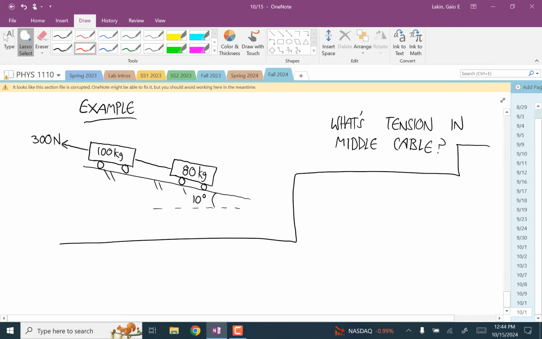We're going to use a coordinate system oriented like this. And now this is combining two things that we've done. This is a collection of bodies with the same acceleration, and it's also on an incline. So for a collection of bodies with the same acceleration, what's the first thing we isolate? What's our first free body?